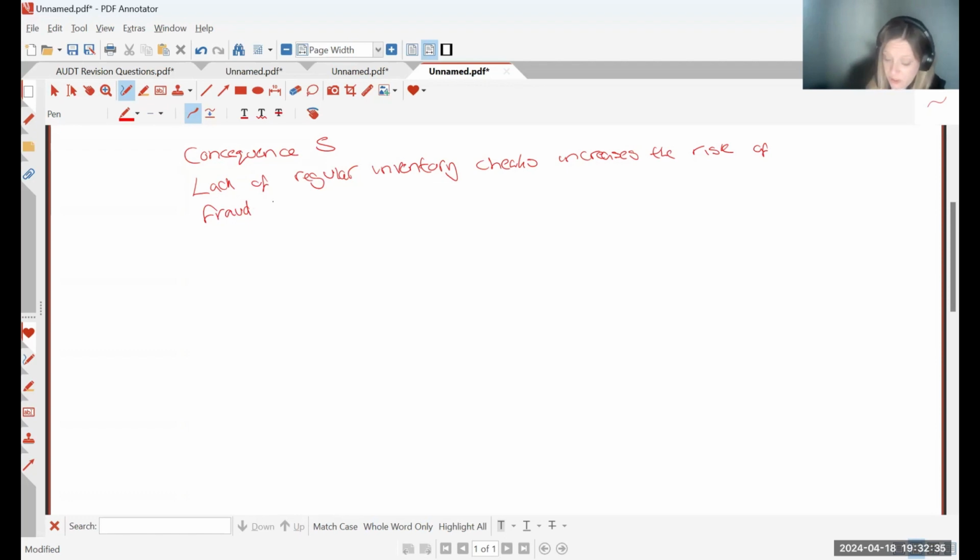So fraud, theft, or misappropriation of assets, which actually is theft, but we'll put both. And the issue is this would result in a financial loss to the business.